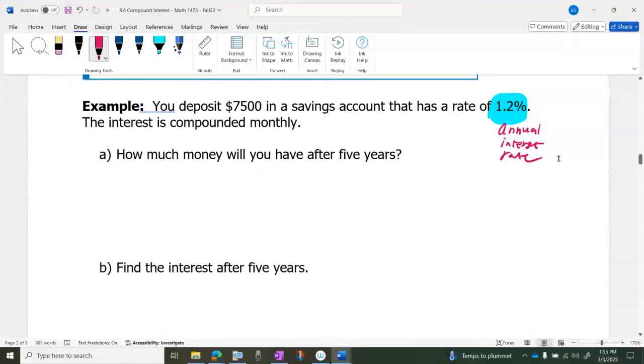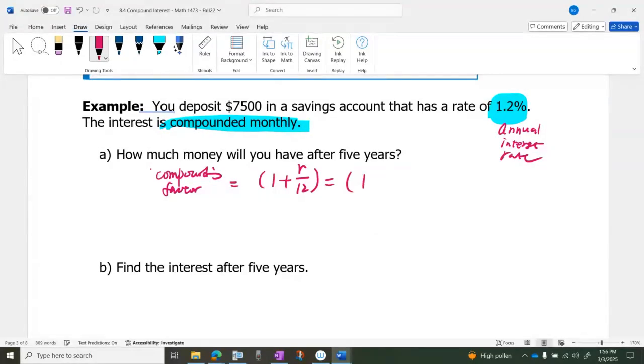The interest is compounded monthly. This is all very important information. Compounded monthly. So let's see what is the compounding factor. Compounding factor is 1 plus the rate. Since your interest is compounded monthly, the rate here is going to be the monthly interest rate, which is your annual interest rate divided by 12. Okay, 1 plus 1.2% divided by 12, or 1 plus 0.012 over 12. That's your compounding factor. All right, guys, do you see that?